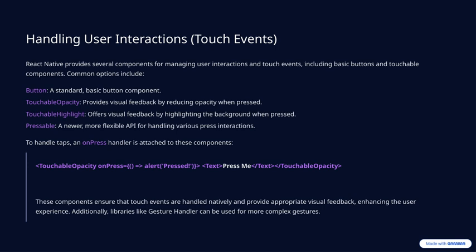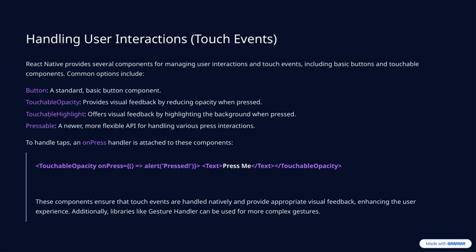because they give a subtle visual cue by reducing opacity when pressed, making the interaction feel more responsive. Similarly, TouchableHighlight highlights the background when pressed, providing a different kind of visual feedback that can be quite effective depending on your design. Then there's the newer, more flexible API called Pressable, which allows you to handle various press interactions with more customization. It's versatile and adaptable for complex gestures or different types of presses.